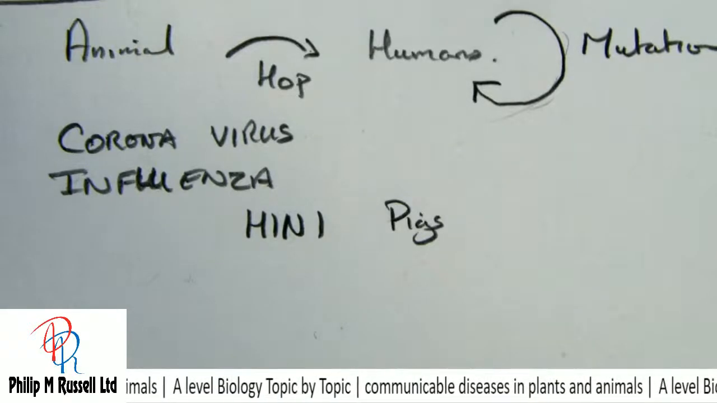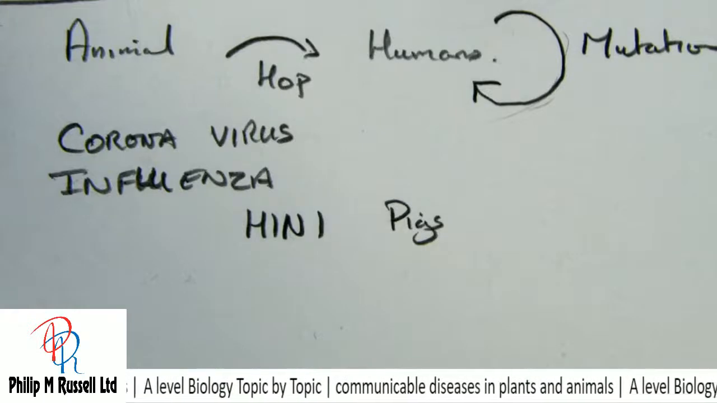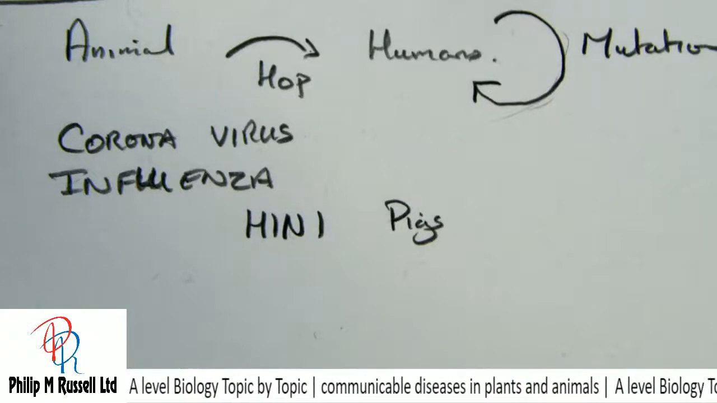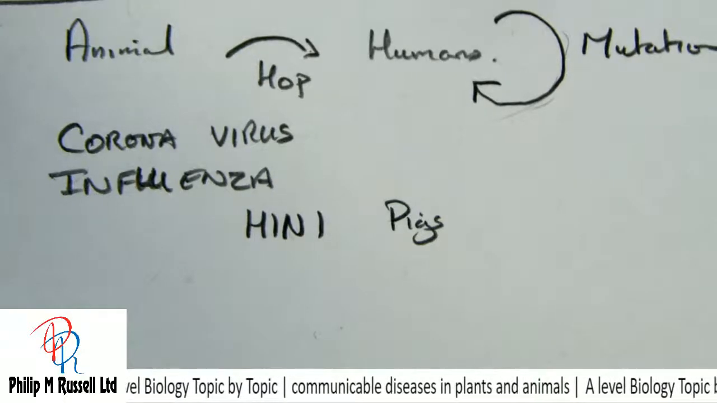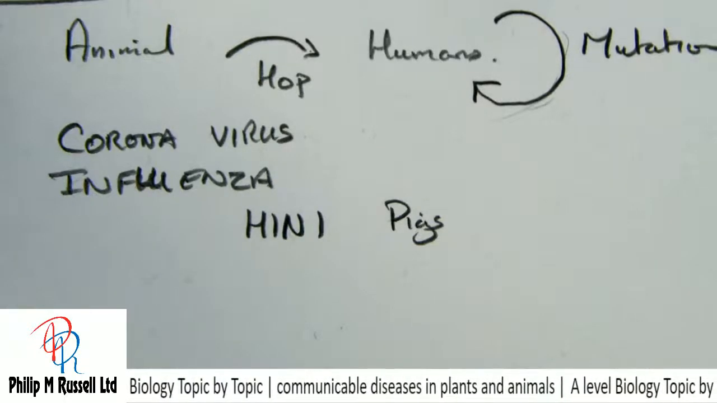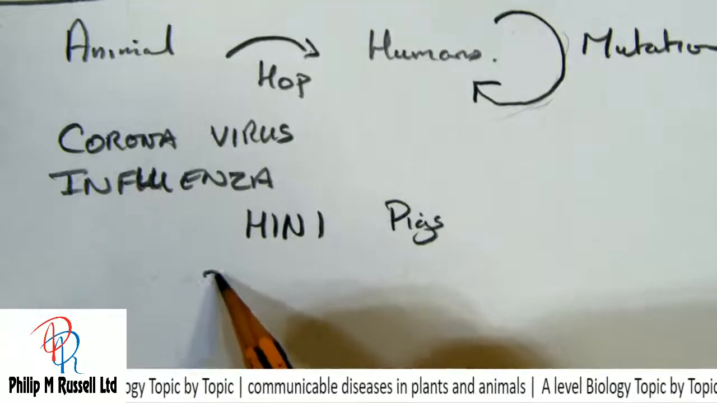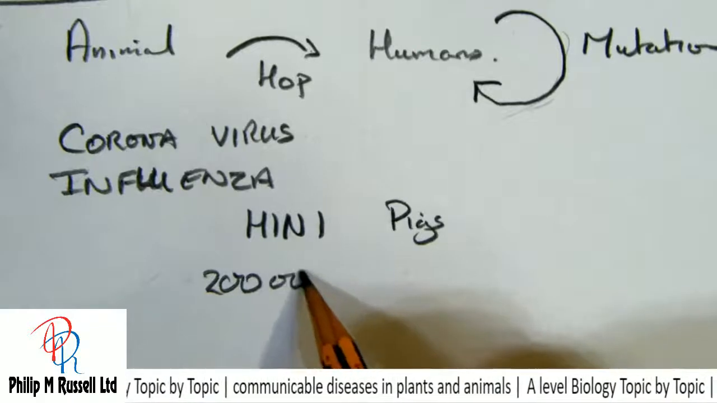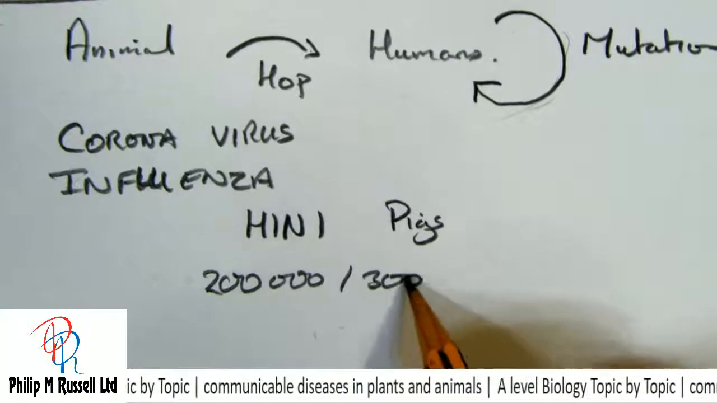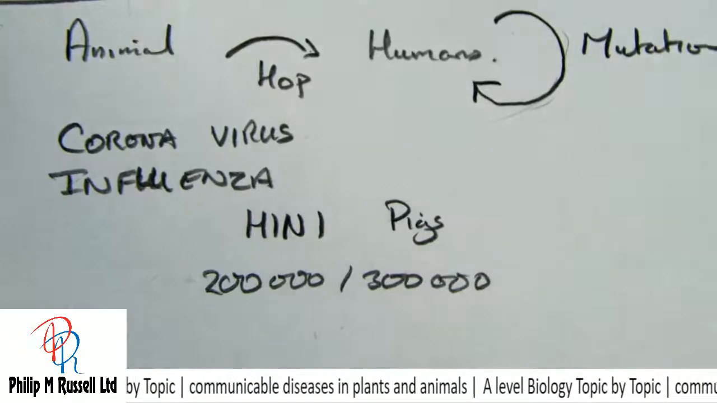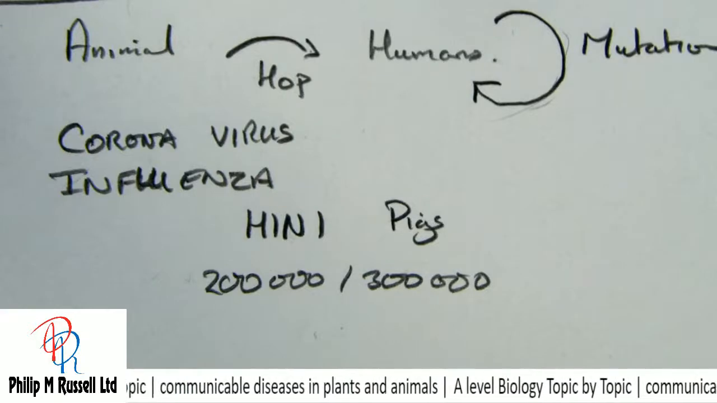So once this had started getting hold, 5 months later 3,000 people in the world had died. The good news is they managed to produce a vaccine, but we have to guess that between 200,000 and 300,000 people died as a result of this infection.